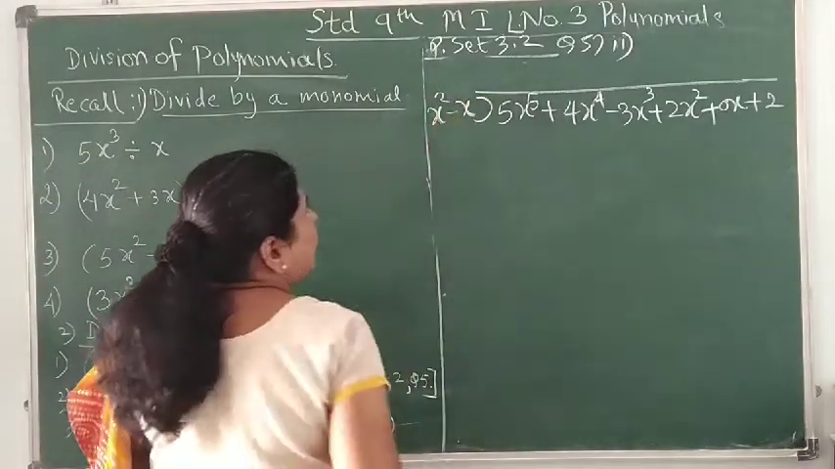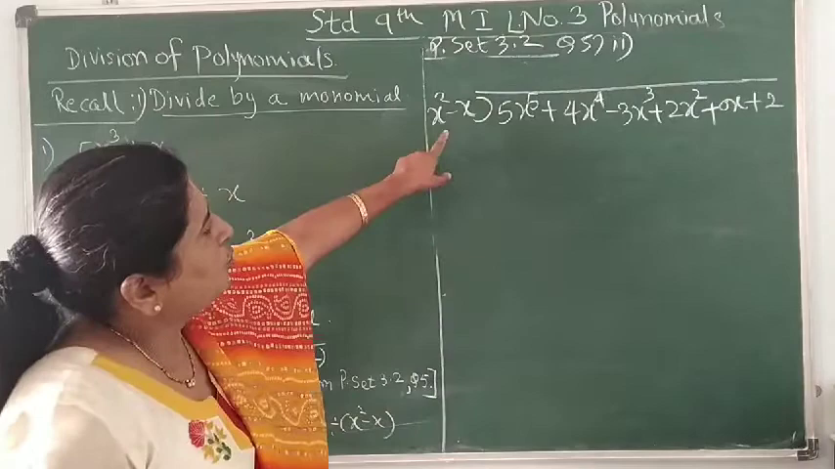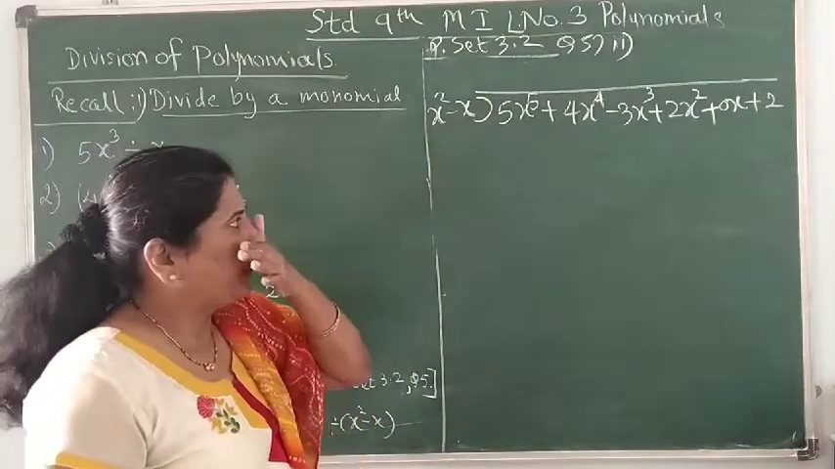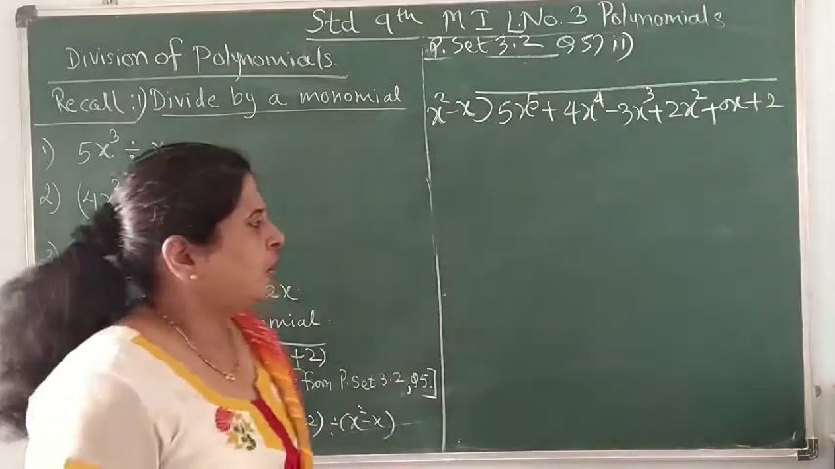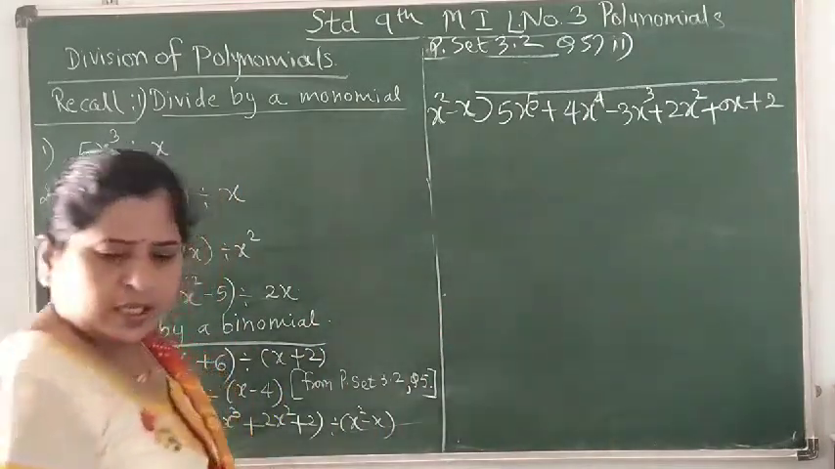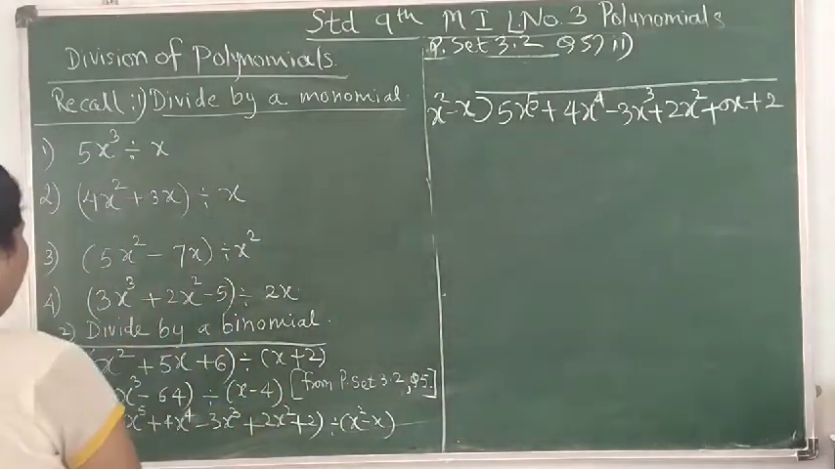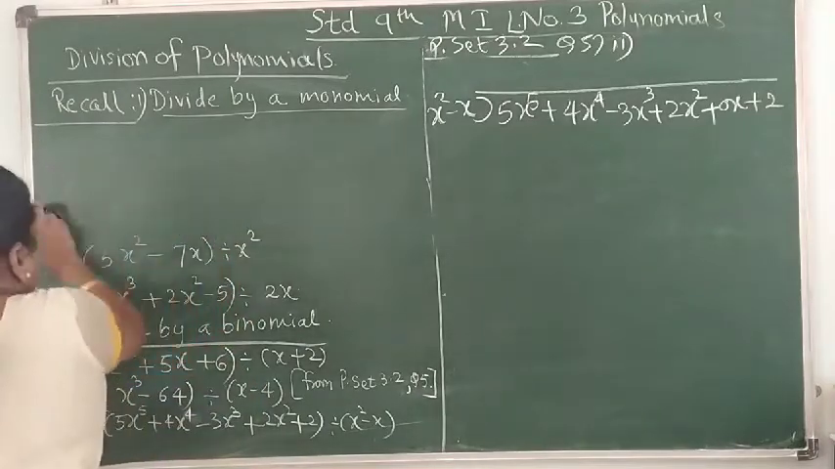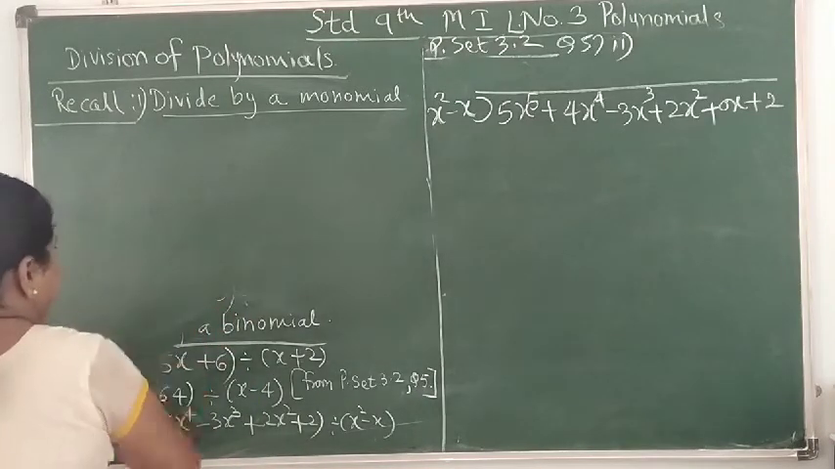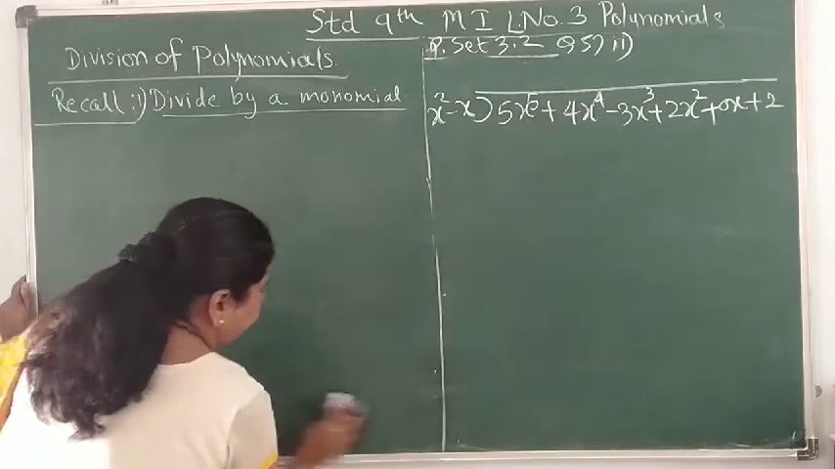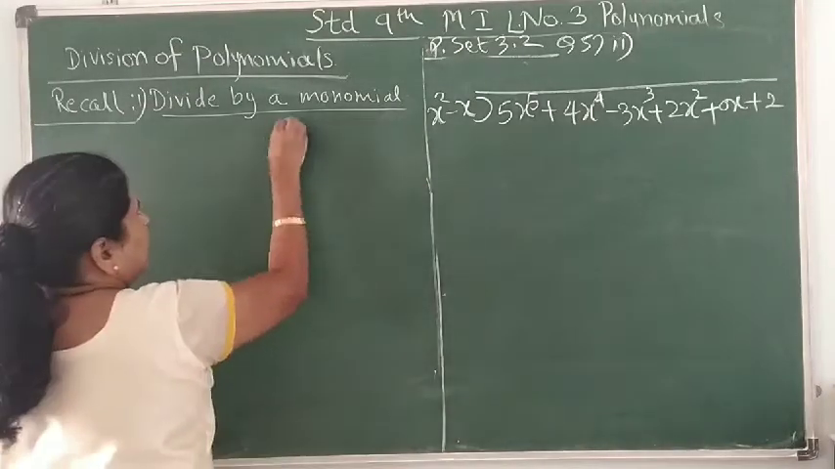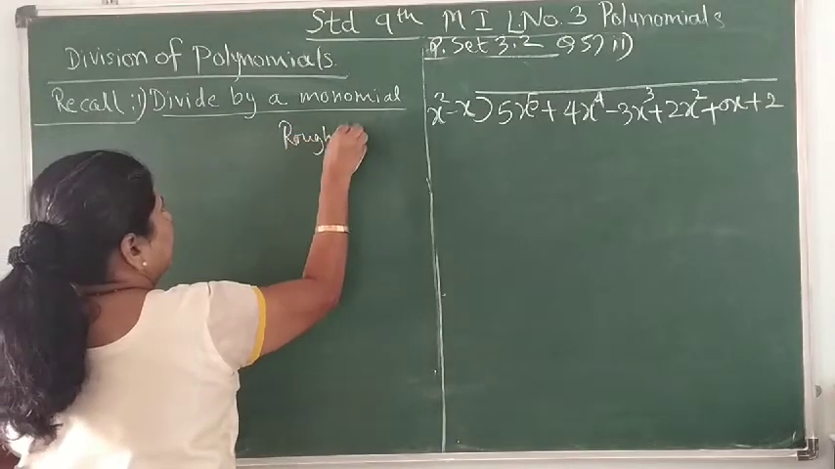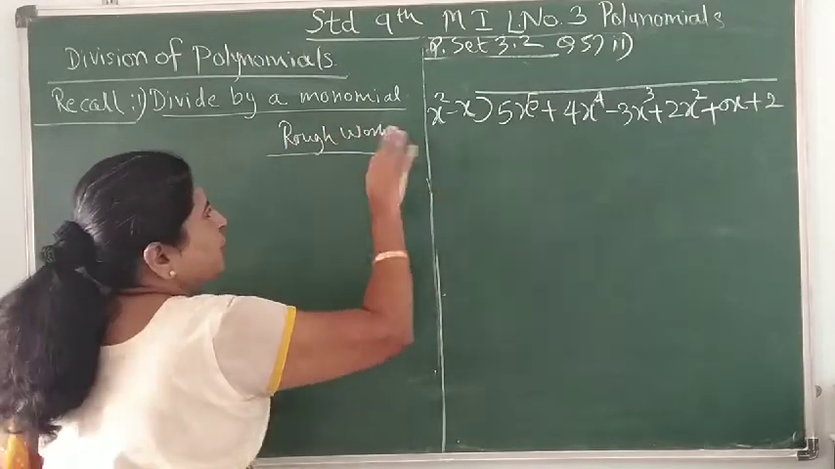Okay. Now, how to divide? This is the dividend. How many terms are there? 1, 2, 3, 4, 5, 6 terms. Okay. I don't have space over here, so I will do this rough column here. Generally, we do it on the right side.